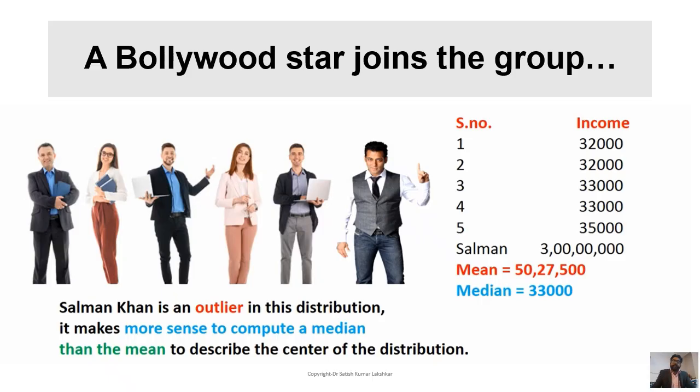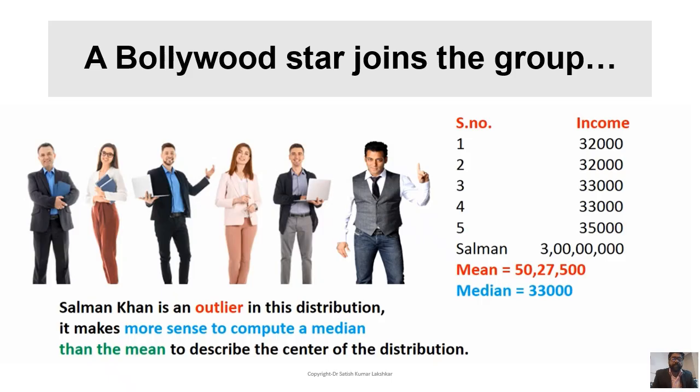So the income is 3 crore, let us say, and whereas the income of the 5 other persons is much less. Now if we calculate the mean in this case, the entire mean will change. Here we are talking about arithmetic mean. The new value of the arithmetic mean would be 50 lakh 27,500. So we can see the mean value has drastically changed, and this has resulted because of the single observation.